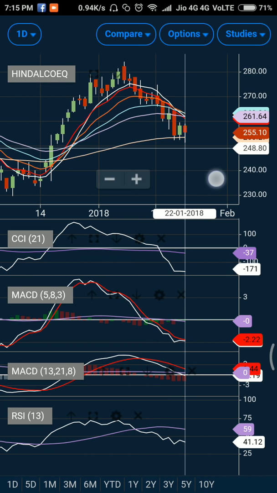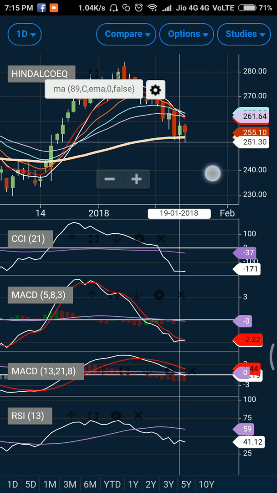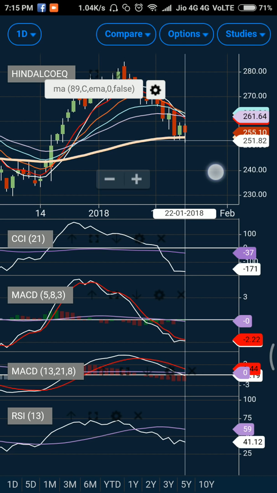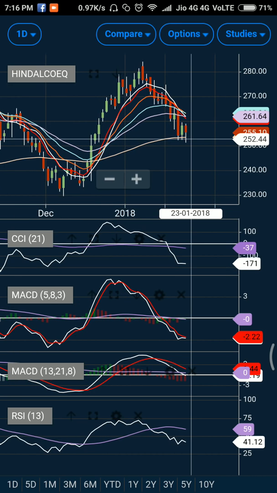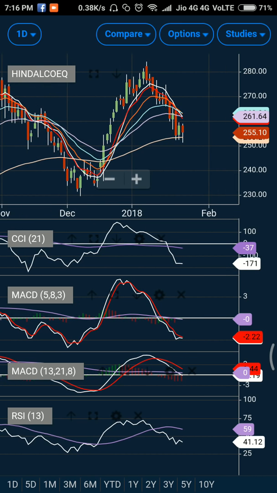moving average. But somehow I went short early, and I definitely shared that particular message with my subscribers. So most of my subscribers also went short, and we ended up incurring a loss. A 6,300 rupees loss we have incurred.